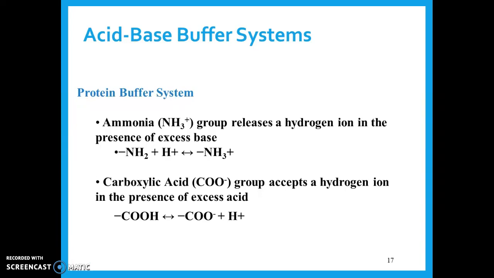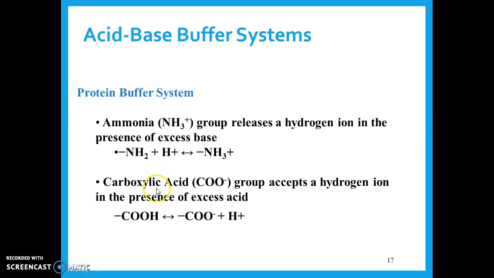All right. So it says the ammonia group releases a hydrogen ion in the presence of excess base. So if there's too much base, we've got proteins that are floating around inside our blood. If the pH of our blood is getting too basic, it's getting too high, then ammonia can break apart and release a hydrogen. All right, so that's going to help it get back to where it should be. It's going to lower it.